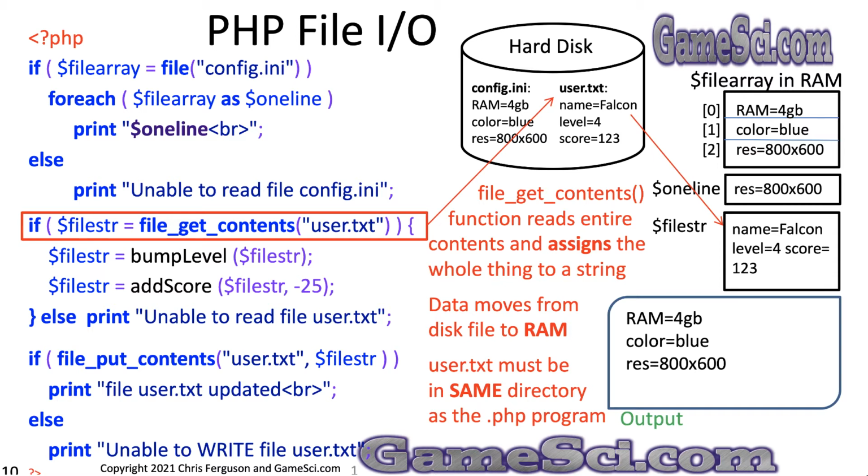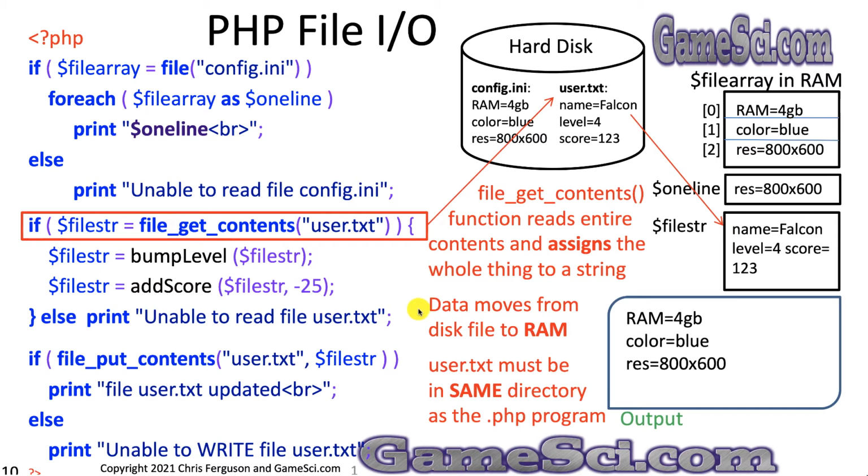Which will read the entire contents of the file. $file_str equals file_get_contents, and this time let's go to a new file, user.txt. file_get_contents is the name of the function. It reads the entire contents and assigns the result, the whole thing, to a string. Everything in the file user.txt is assigned to a string variable, not to an array, but to one single string variable. And you can see everything in this file basically got dumped into this string variable.